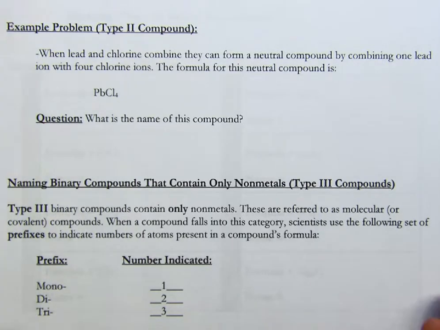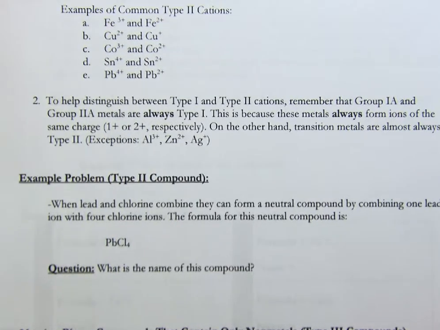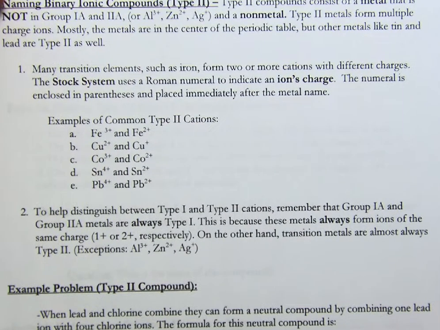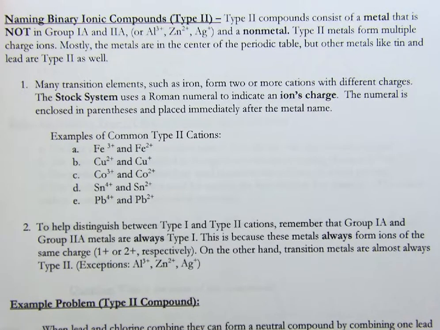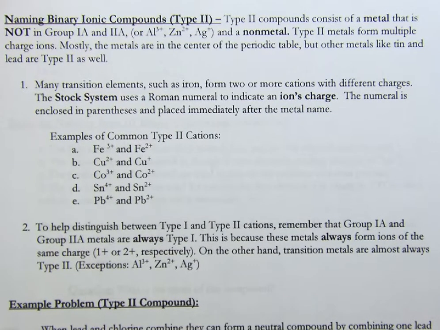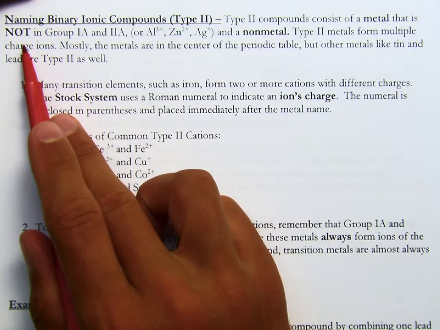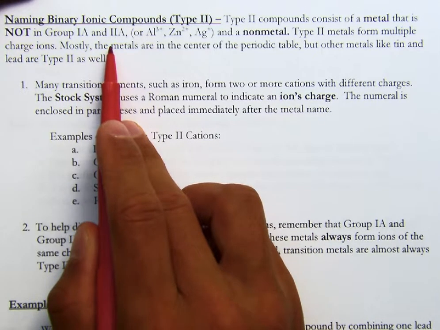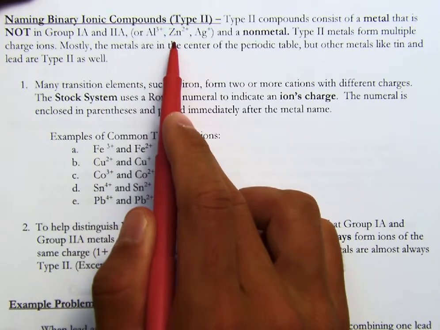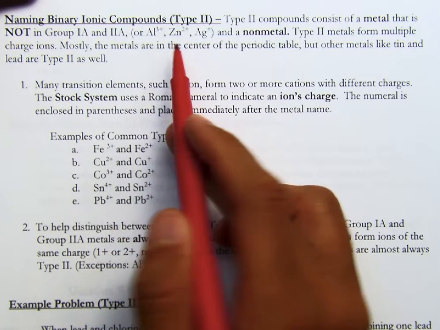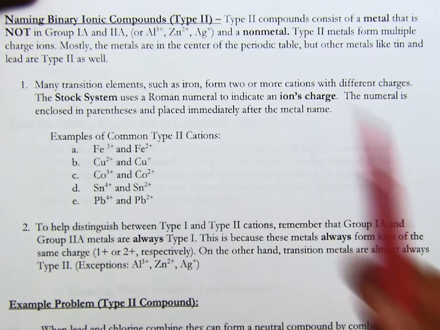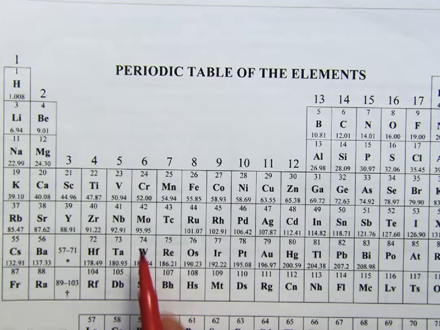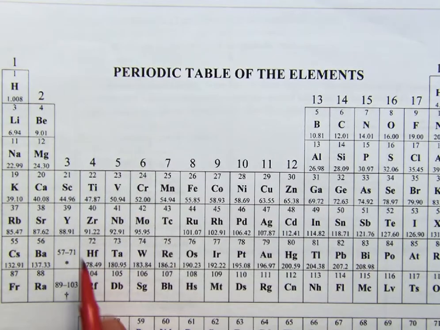The next type of compound is type 2. Now, a type 2 compound is also a metal and a nonmetal. However, the metal is not coming from group 1 or 2, including zinc, silver, and aluminum. So type 2 metals are coming from other parts of the periodic table. Most of the type 2 metals you're going to find somewhere in this middle part of the periodic table.